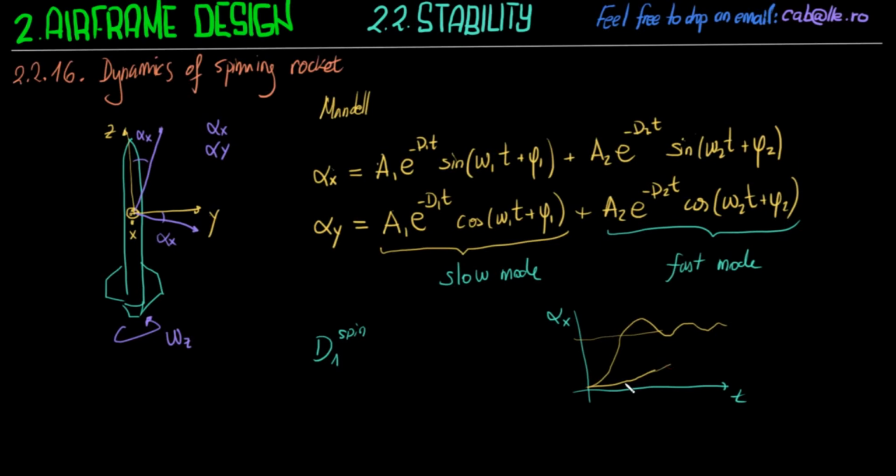It can look like the perturbation isn't actually affecting it, and maybe at this point the perturbation is away, so it goes back down to alpha x0. So this is why, for example, unstable projectiles are spun up.